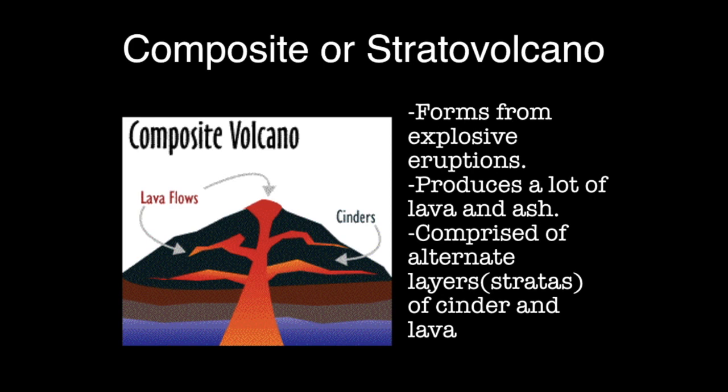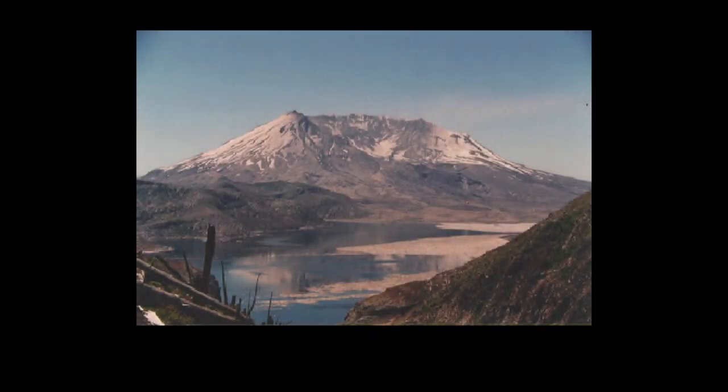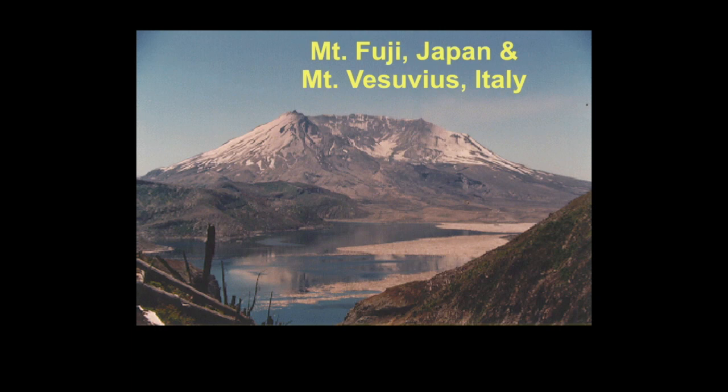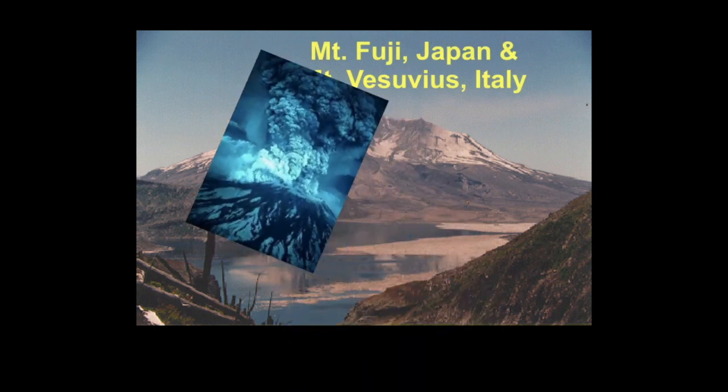As that gas is trapped, the pressure builds up and then it explodes. And then you have all the cinder and ash coming down, and that creates another layer. Then you can have years later a quiet eruption that freezes over the ash, and then you can have alternating layers of lava, ash, lava, ash. So it's comprised of alternating layers or strata, and hence the name. A great example of that would be in Japan, Mount Fuji, and also Mount Vesuvius.